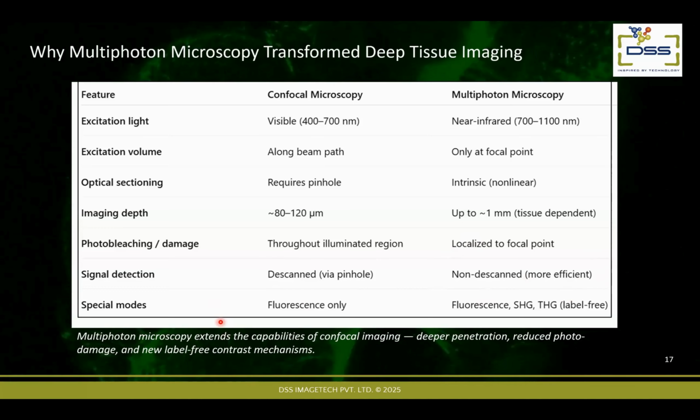And the special modes here in multiphoton: in confocal, you can only look at fluorescence imaging, but in multiphoton microscopy, apart from fluorescence, there are specialized imaging techniques, for example, second harmonic generation imaging, which is label-free imaging. I'll be explaining that very briefly in the next few slides. So those were the major differences between a fluorescence and confocal microscope and a multiphoton microscope.